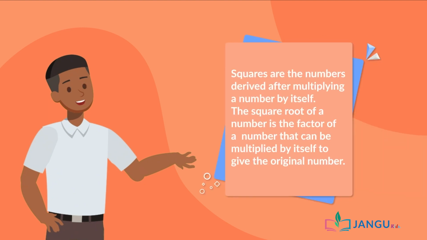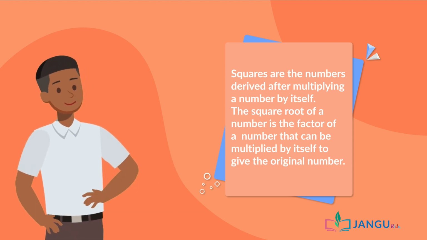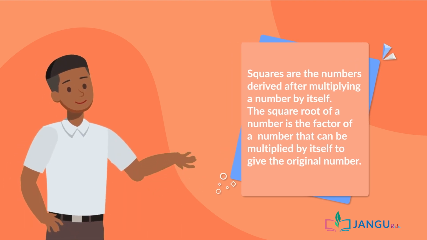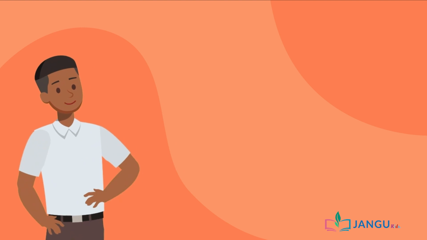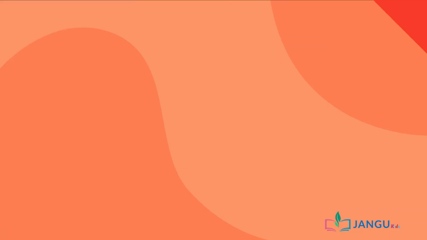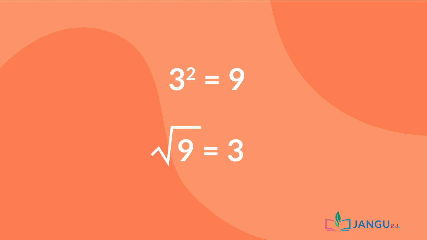Squares are numbers derived after multiplying a number by itself, while the square root of a number is the factor of a number that can be multiplied by itself to give the original number. Squares and square roots are somewhat opposite of each other. For example, the square of 3 is 9, and the square root of 9 is 3.